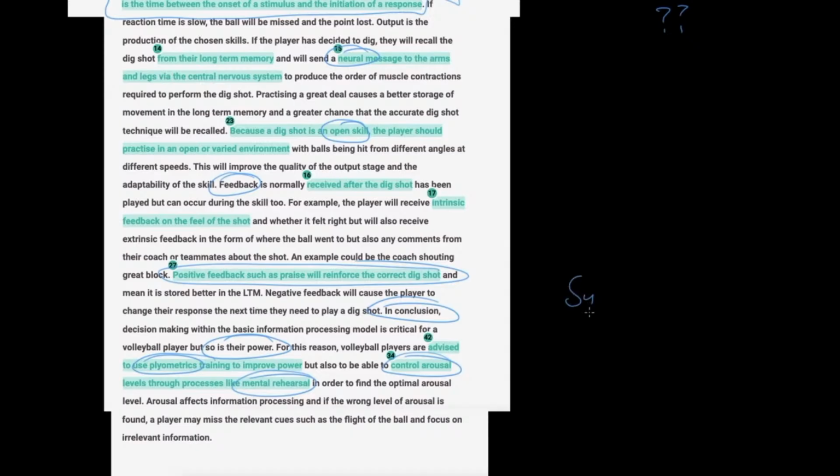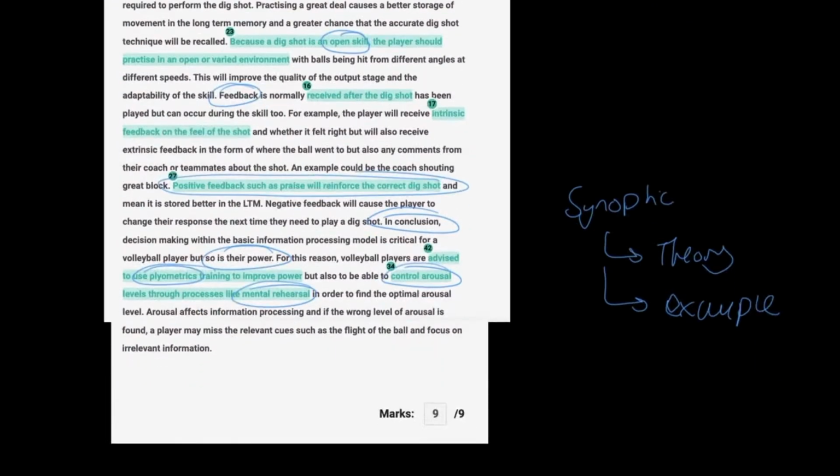And often, I think this is an important point, because when we think about our synoptic links with 9 markers, we often think we've got to link the theory. Well, what about linking the example? You know, if we've got a volleyball player here, of course they've got to control arousal. Of course they could use mental rehearsal. Of course they could use plyometrics. And then we've got a little bit here, arousal affects information processing. If the wrong level of arousal is found, a player may miss the relevant cues and focus on the irrelevant information. And we're suggesting, folks, that is a 9-mark answer.